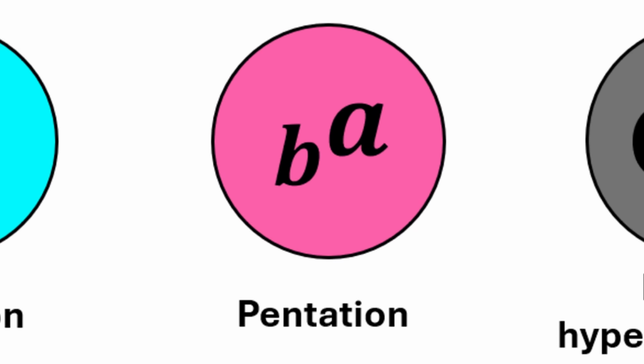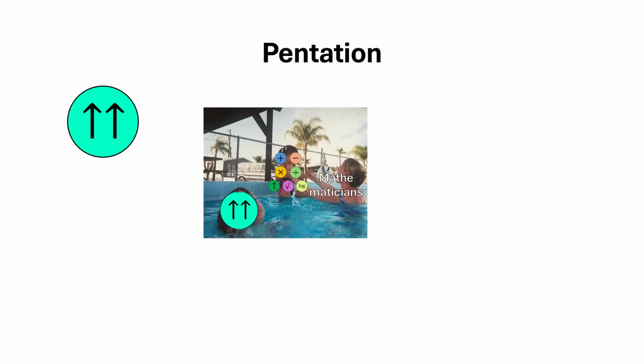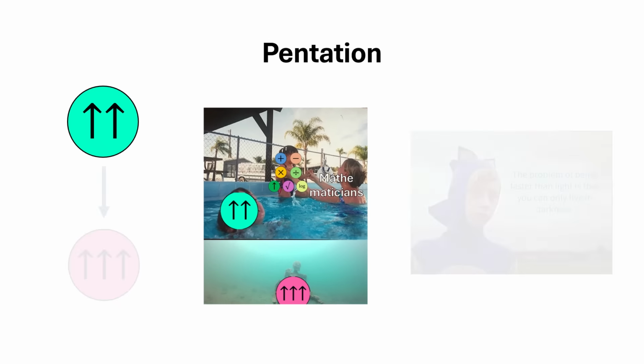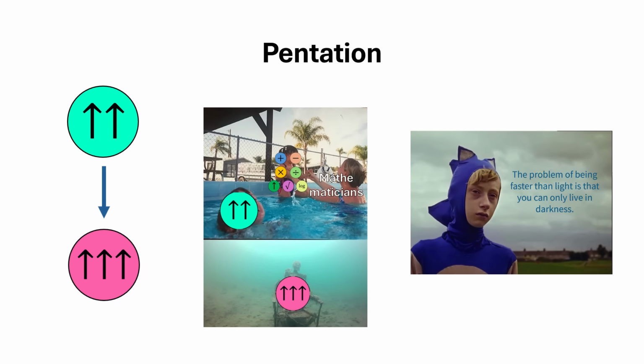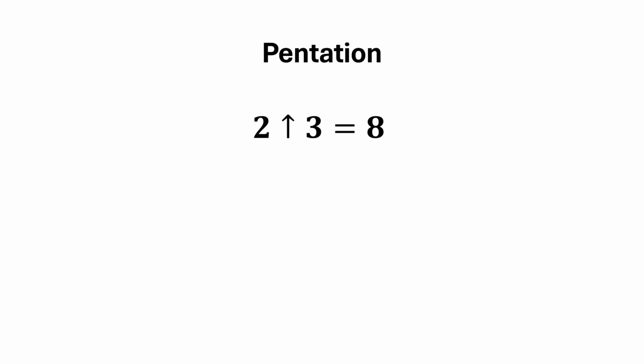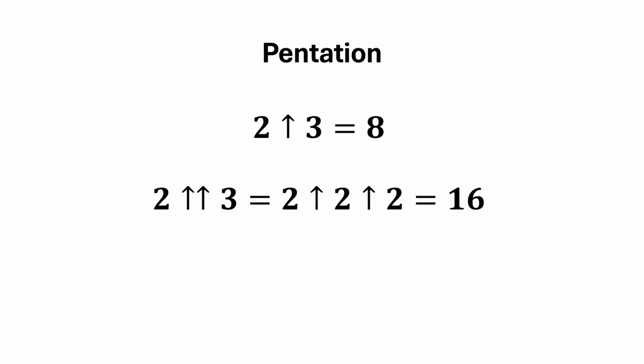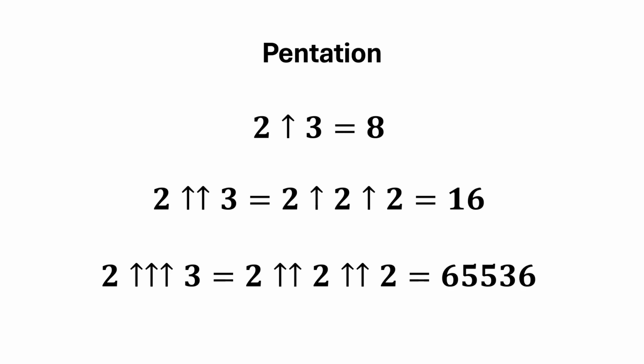Pentation. So if tetration is already pretty unknown, not very useful, and grows very fast, pentation is all of that, but so much more. If 2 to the power of 3 is 8, and 2 tetrated to 3 is 16, 2 pentated to 3 is 65,536. But to be honest, hyperoperations after this level behave pretty much the same.